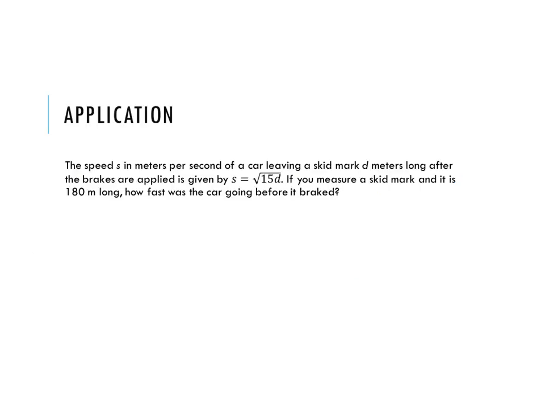Last example. The speed s in meters per second of a car leaving a skid mark d meters long after the brakes are applied is given by s equals the square root of 15d. If you measure a skid mark and it is 180 meters long, how fast was the car going before it braked? Well, we know we're going to have s equals the square root of 15 times our distance. So we had a distance of 180. And we want to know what this is.